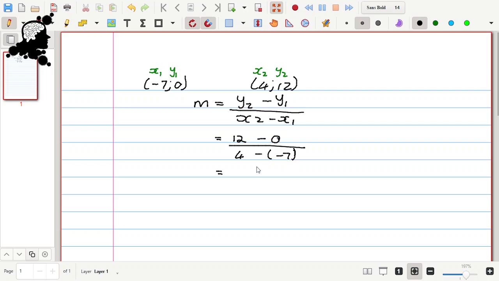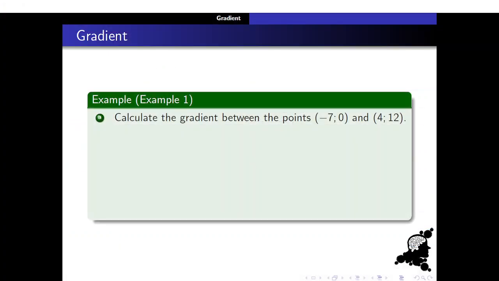So this is going to give you 12 minus 0, that's 12, divided by 4, negative times negative gives us +7. 4 plus 7, that's going to give us 11, and therefore our slope or our gradient is 12 over 11. I hope that makes sense. Let's look at the next question.